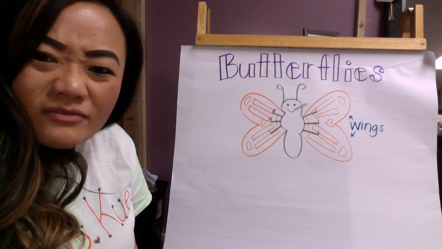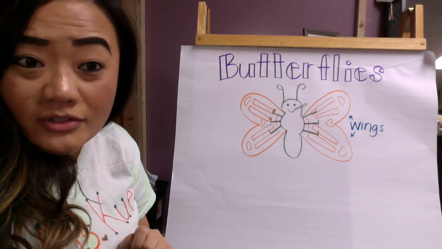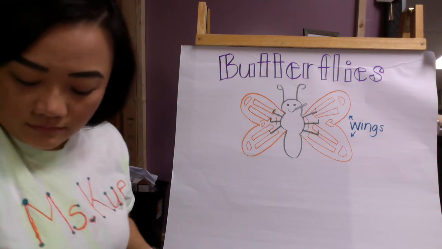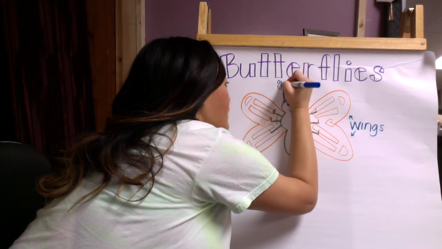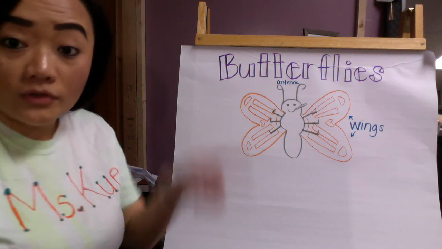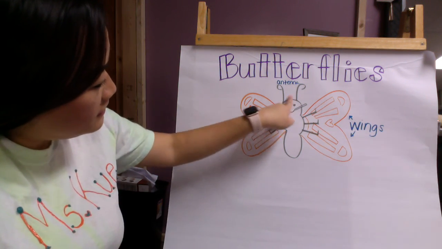Something else that they have are these things on top of their heads. Do you know what those are called? They're called antenna. Can you say antenna? Okay, good. Antenna. Okay, those are those things on their head. Then they have a head right here.